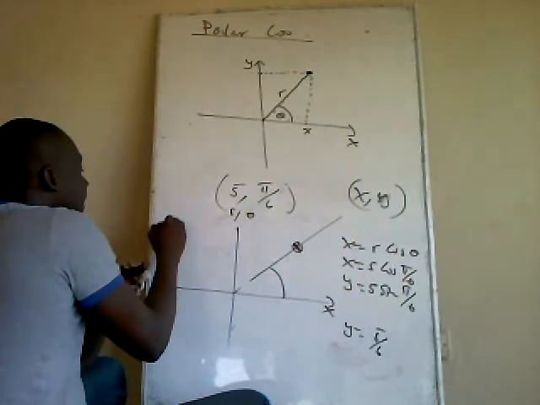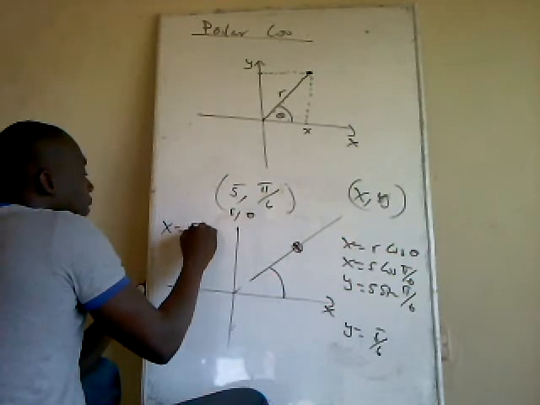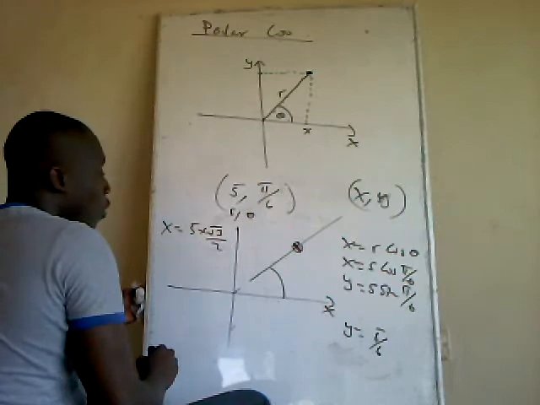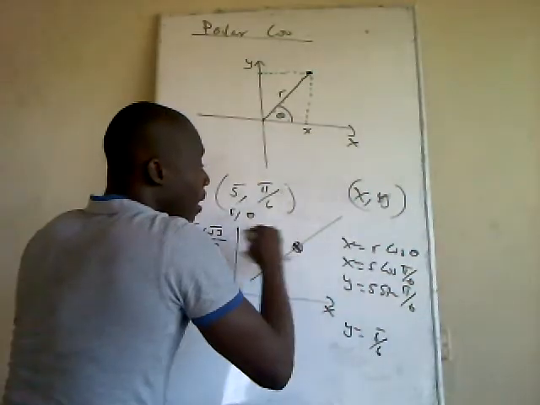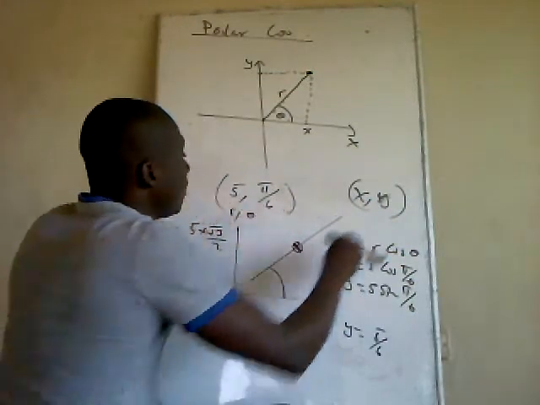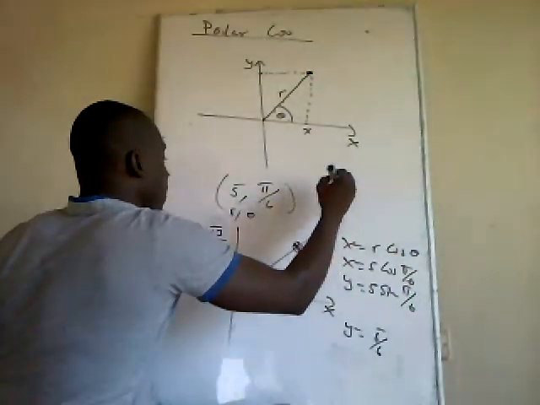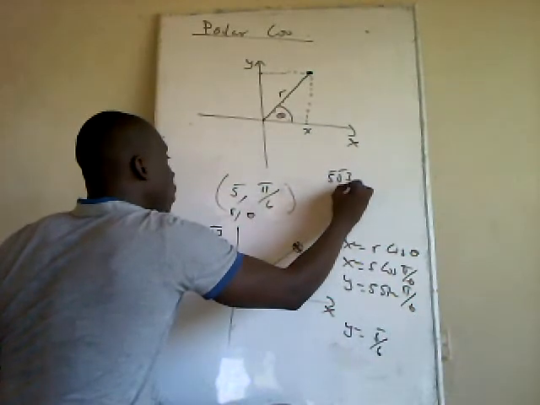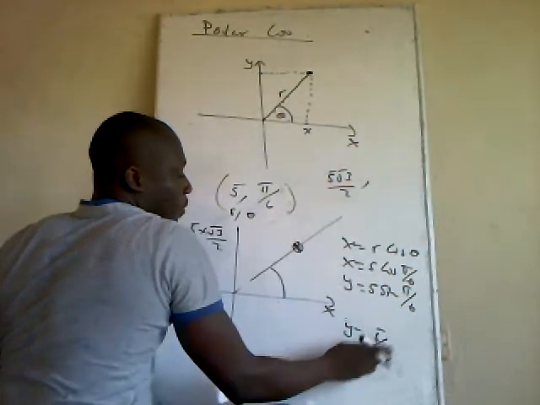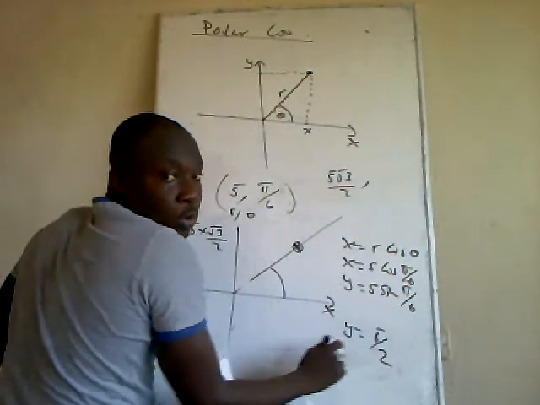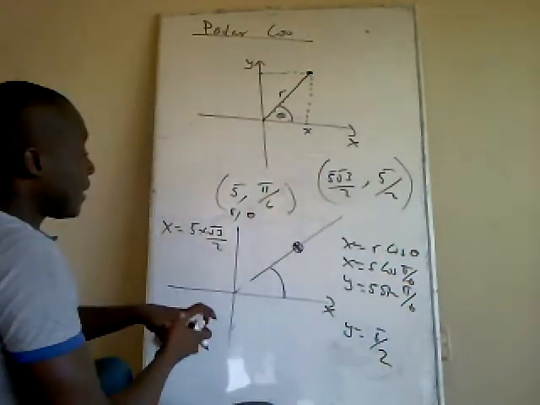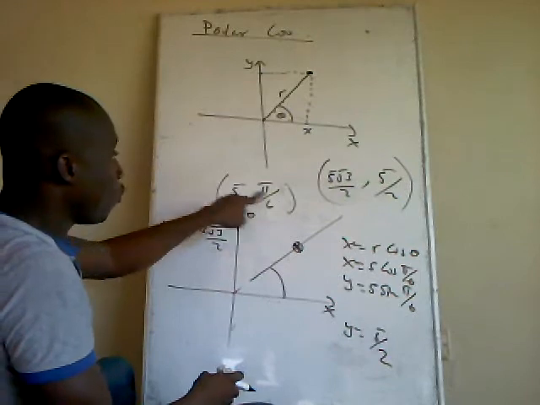Let me do it here. X is equal to 5 times root 3 on 2. Okay. So converting this one to Cartesian, I get 5 root 3 on 2, comma, 5 on 2. Sorry, this is on 2, not on 6. Now, this is converting polar to Cartesian.